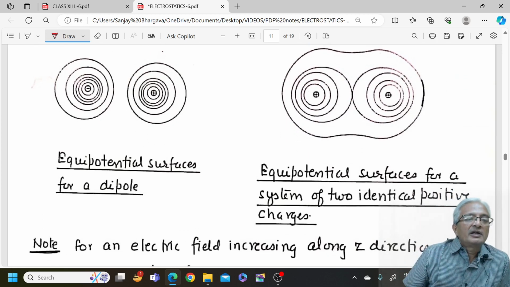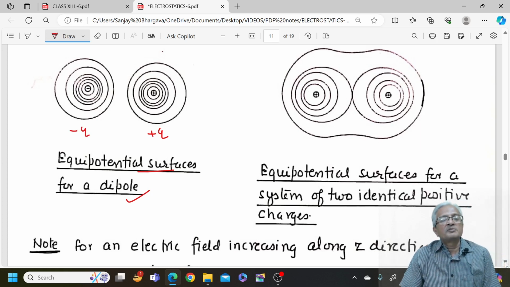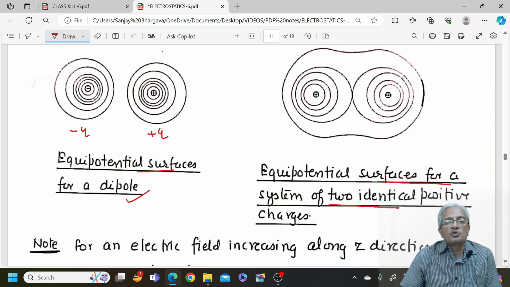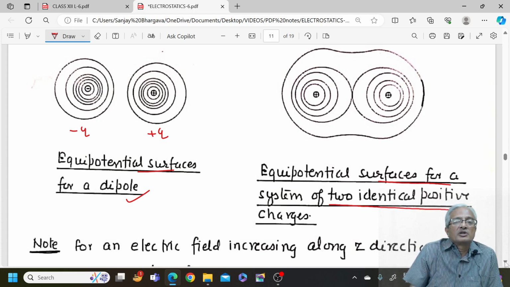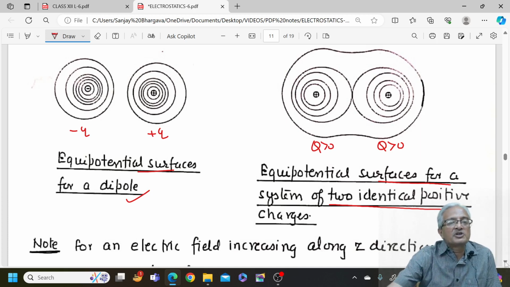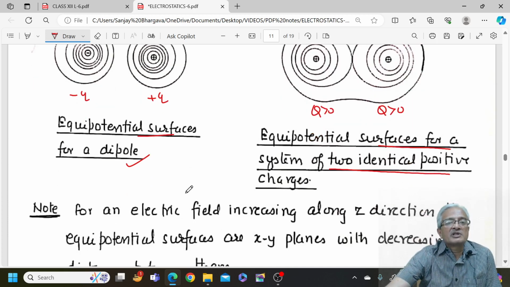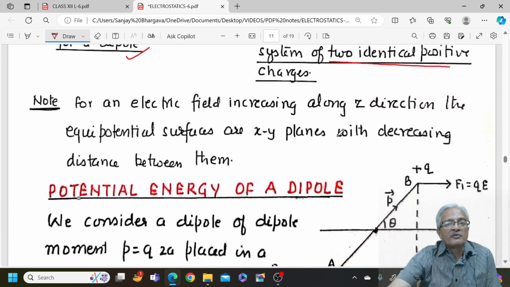The first figure represents the equipotential surfaces for a dipole. This is the charge plus q and this would be the charge minus q, separated by a certain distance, making a dipole. Similarly, this figure represents the equipotential surfaces for a system of two identical positive charges, so here also q greater than 0. This represents the different shapes of equipotential surfaces for an electric dipole and for the system of two positive charges.